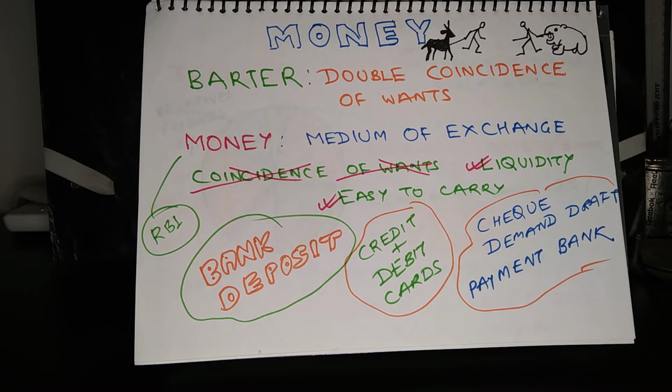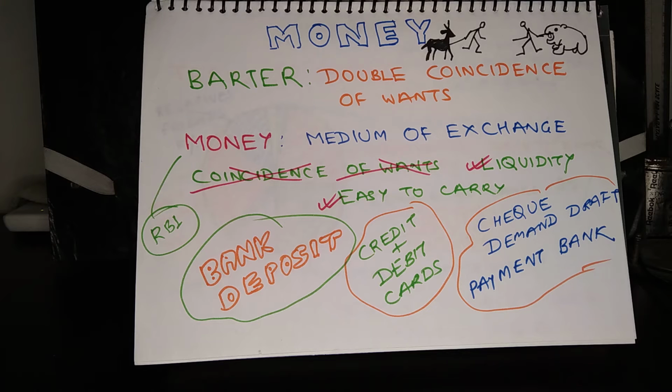So, what is money? Money is a medium of exchange. Suppose you want to have a packet of chips from a shopkeeper. You give a note of 20 rupees to the shopkeeper, and in lieu of that, the shopkeeper gives you a packet of chips. So, here the 20 rupees note is the medium of exchange. It is money.